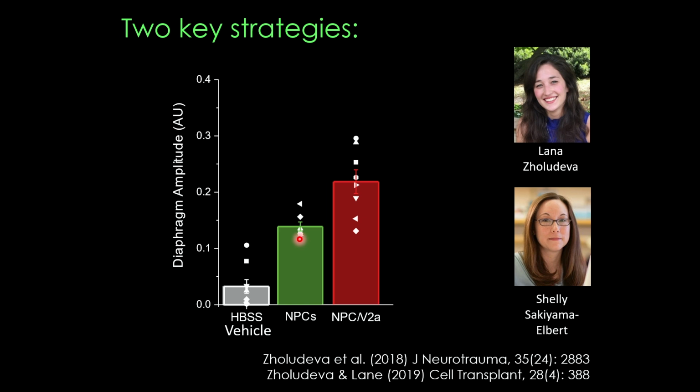But if we add V2A neurons to those NPCs, enriched with V2A interneurons, we get even greater recovery still, although with some variability. But there is a significant improvement when we enrich those cells with our V2A neurons.